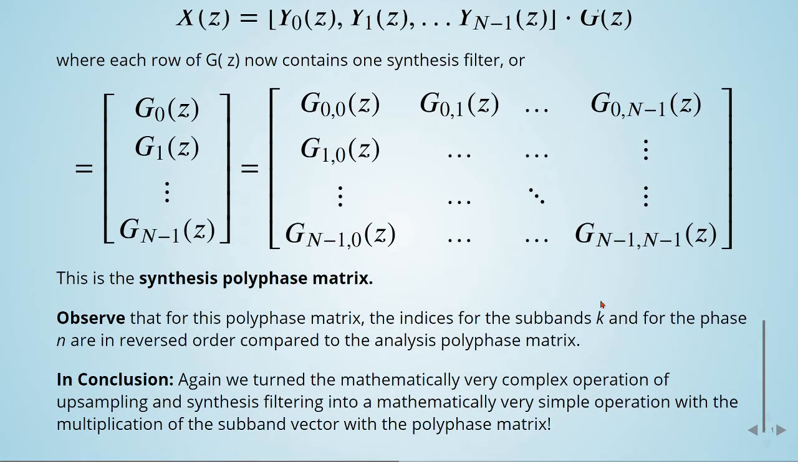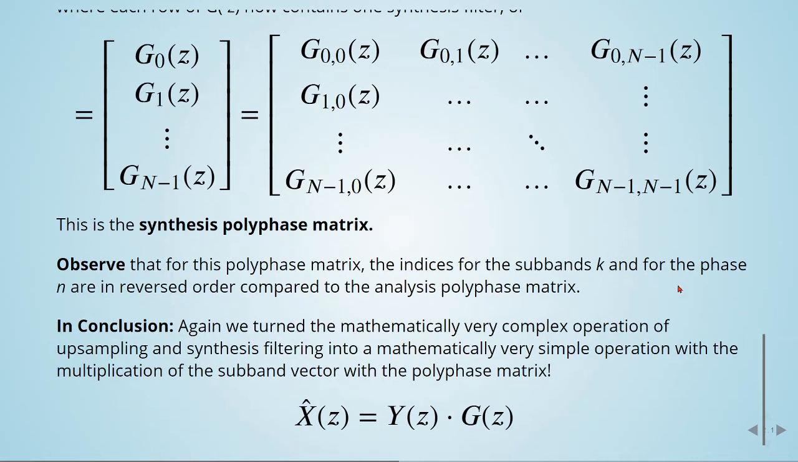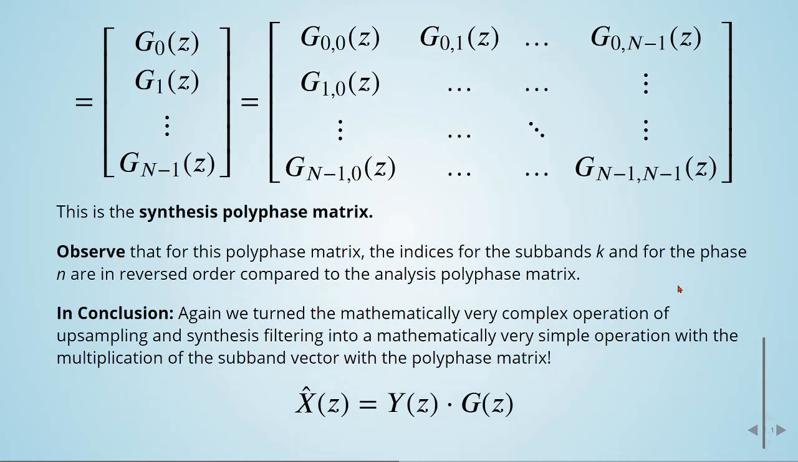Observe that for this polyphase matrix, the indices for the subbands k and for the phase n are in reversed order when compared to the analysis polyphase matrix that we've seen before. In conclusion, again, we turned the mathematically very complex operation of upsampling and synthesis filtering into a mathematically very simple operation with the multiplication of the subband vector with the polyphase matrix, and we have here our reconstructed signal.